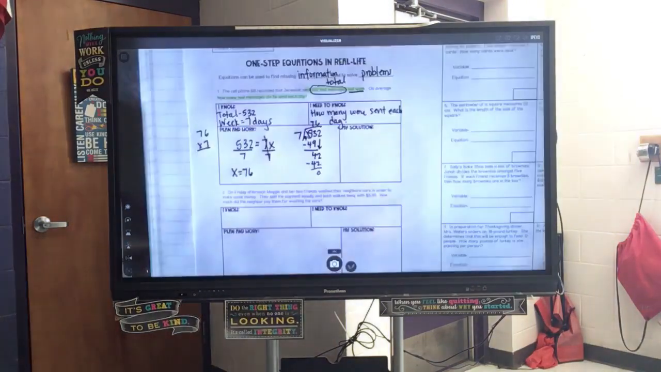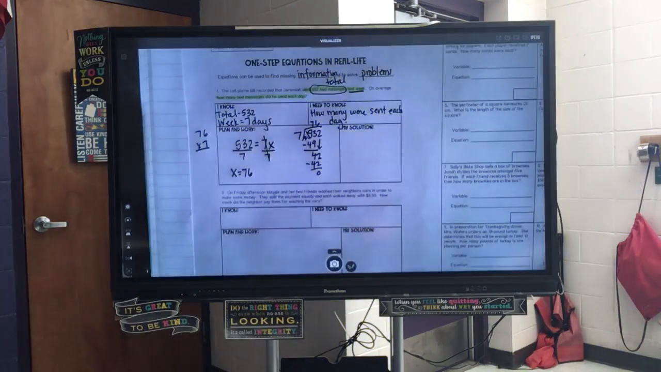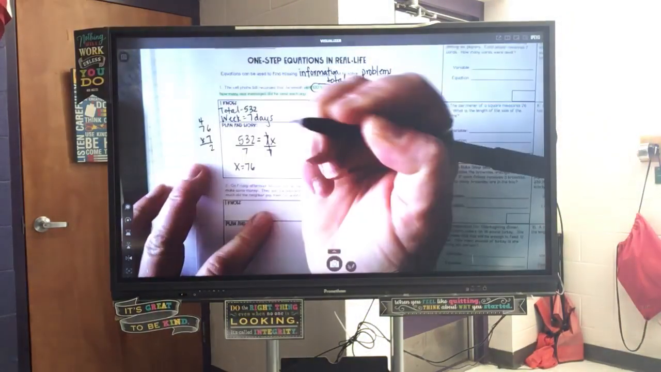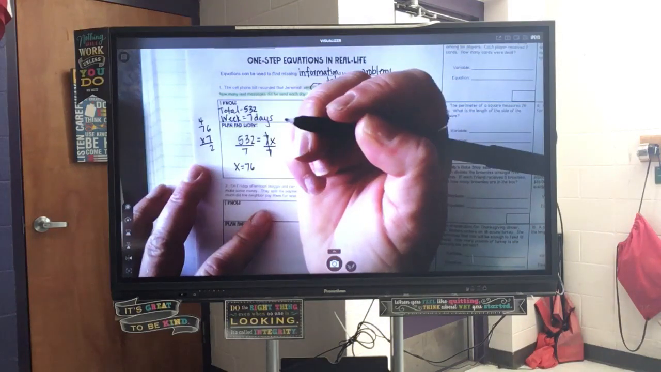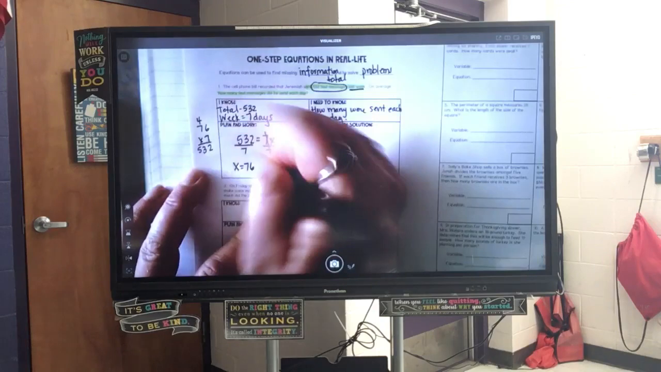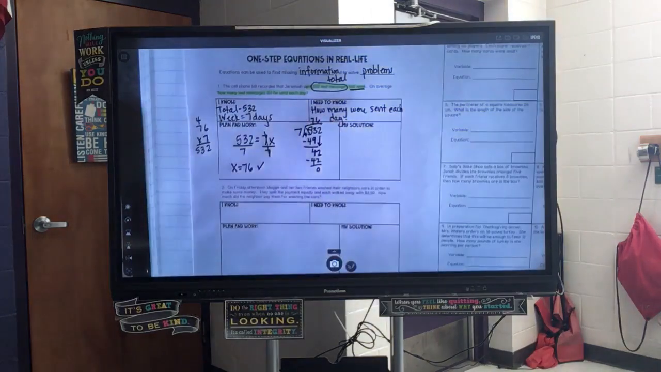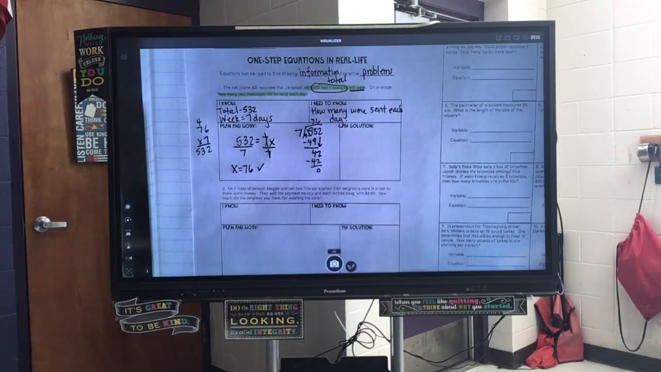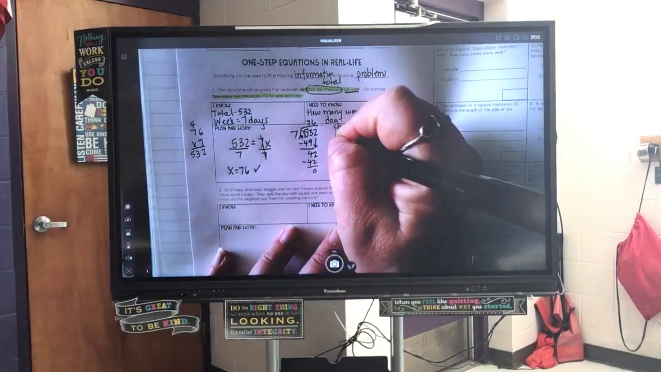What is 7 times 6? 7 times 6 is 42, so I'm going to carry my 4, write my 2. What is 7 times 7? 7 times 7 is 49 plus 4 equals 53. Perfect. So then we know that we are correct here. So how many text messages did Jeremiah send per day the last week? Leave that. Okay.